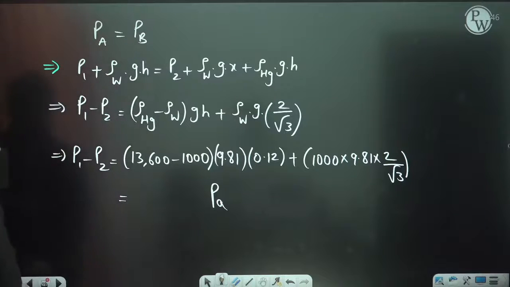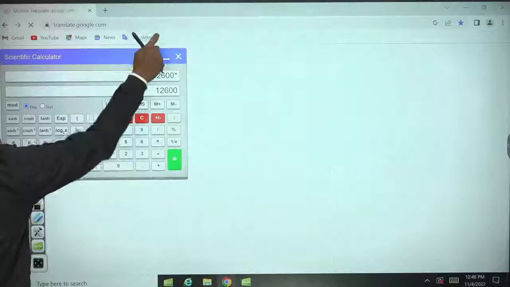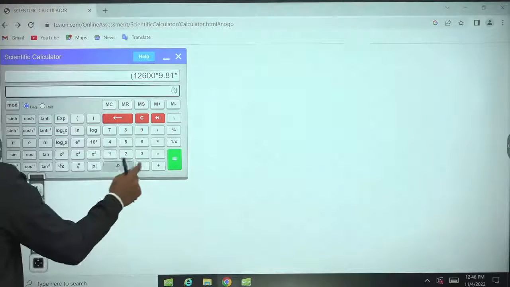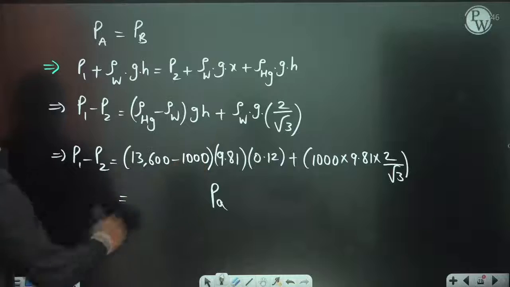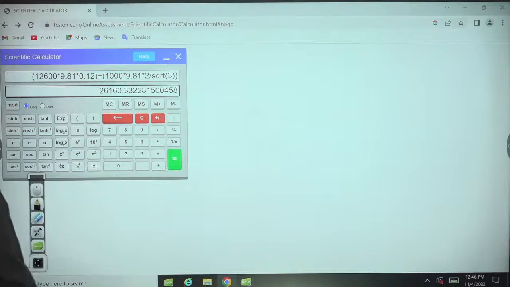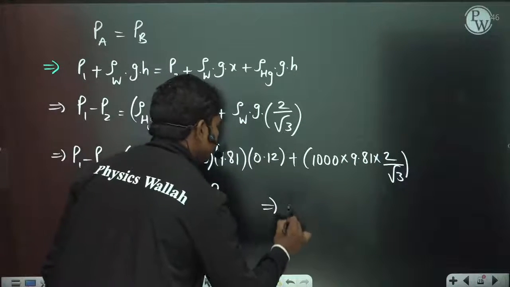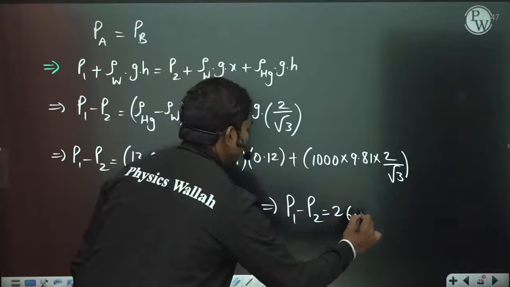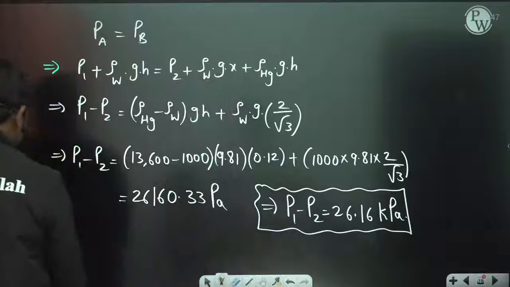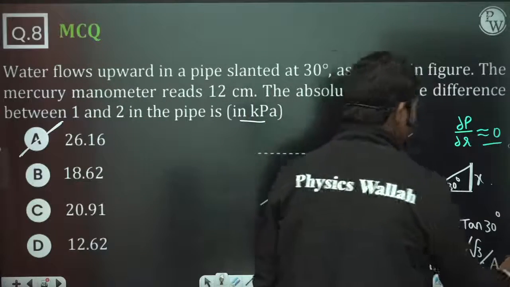So now let us see here. 13,600 minus 1000, so 12,600. 12,600 into 9.81 into 0.12, plus density of fluid into 9.81 into 2 by square root of 3. If you simplify this, 26160.33 pascals. So your P1 minus P2 value, the pressure difference, is equal to 26.16 kilopascals. So option A is undoubtedly the correct answer. Yes, 26.16, option A is the correct answer.